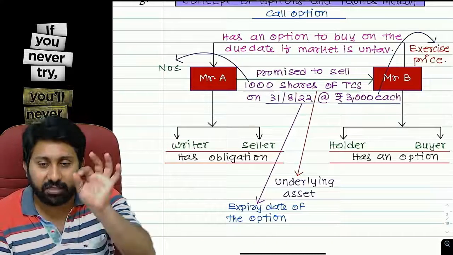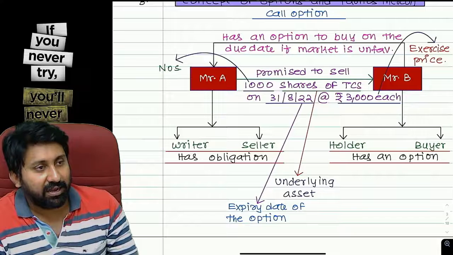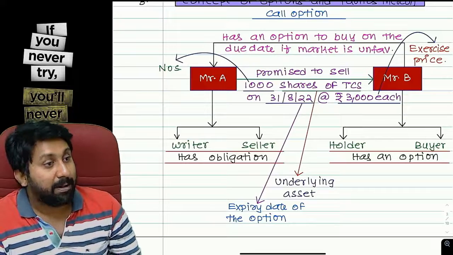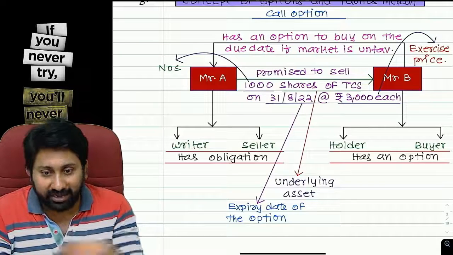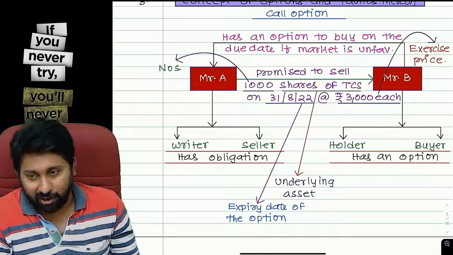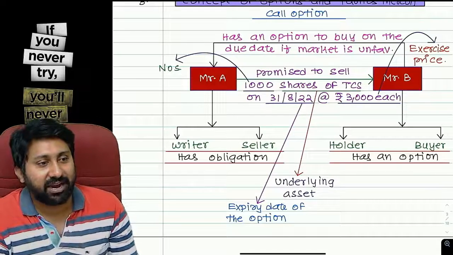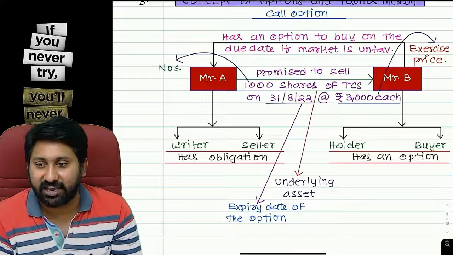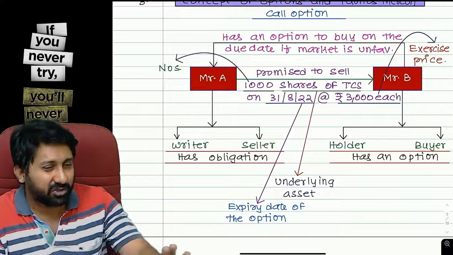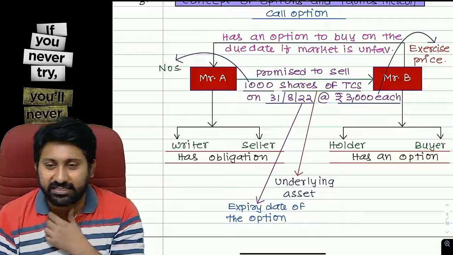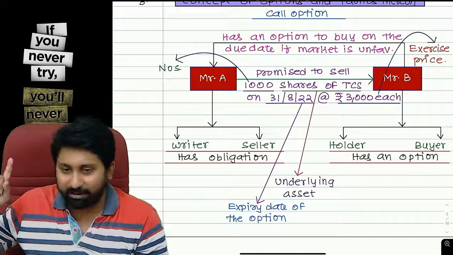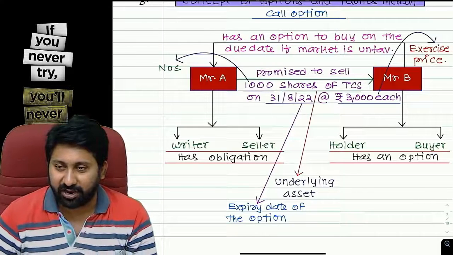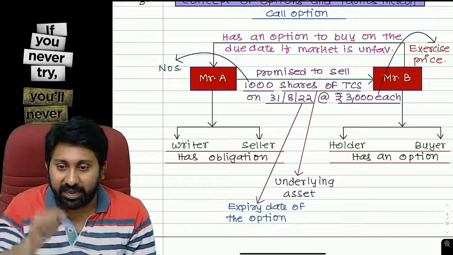First understand from the B point of view. B will buy the share from Mr. A by paying 3,000 because the market is unfavorable. Now suppose in the market the price came to 2,500. Like in the currency market, I need not do all these things here. What I will do? I will tell, sorry Mr. A, in the market it is available at 2,500 only. So I will not buy from you. I will buy from the open market at 2,500. I will lapse and I will buy.